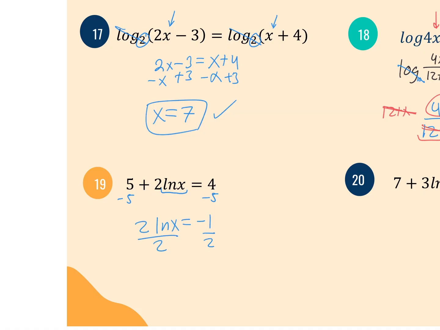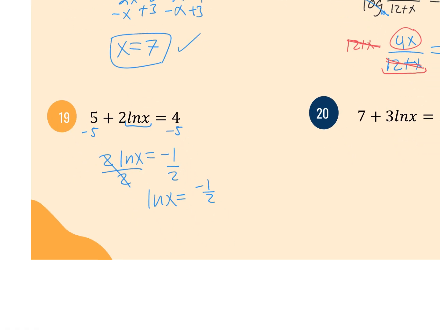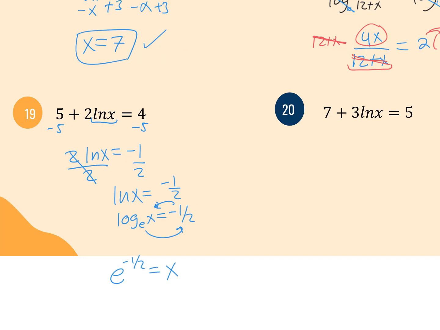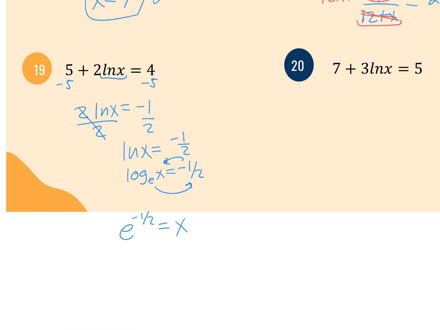Divide both sides by 2, and then you get ln of x equals negative a half. Because there's only one log here, it's not going to be a one-to-one property that you would cross out. What you would do is change this to log base e of x equals negative a half, and then convert it to exponential. So then we get e to the negative a half equals x. This is one where you would have to use your calculator to get a decimal approximation.